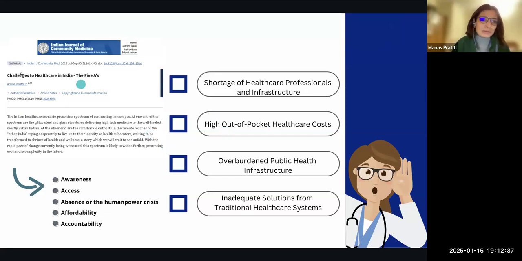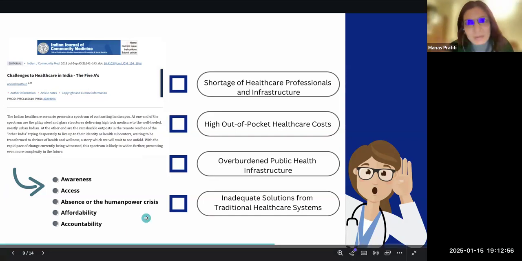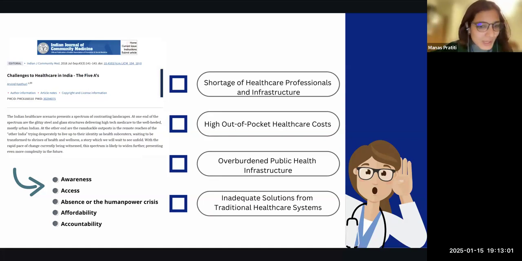There is this paper that identifies the challenges in healthcare in India, and according to this paper, there are 5 A's. Awareness. So in rural India, people are not even aware that, okay, fever ho raha hai, so now should we go to the doctor or just pop some medicine, and when should we go to the doctor? So awareness is not there. Access, like I said, access is not there. Absence or the human power crisis, like I said, 8 doctors and 17 nurses per 1,000 people. So I don't think I need to highlight this again.